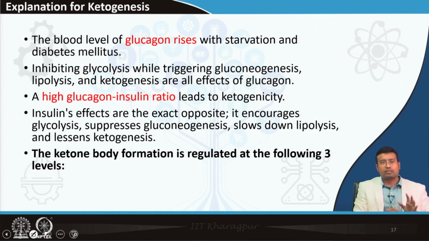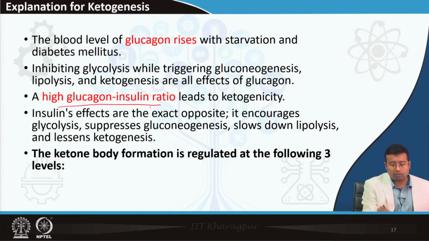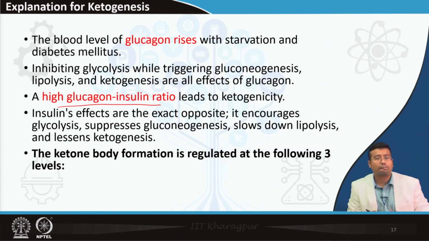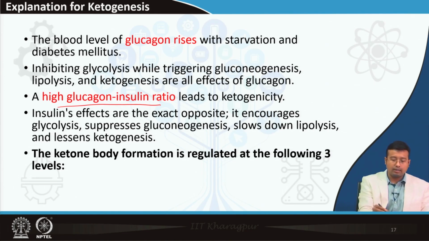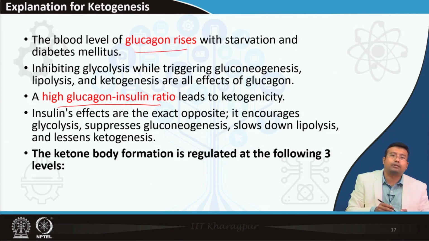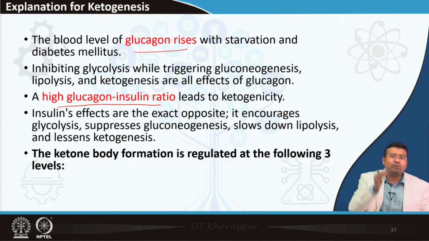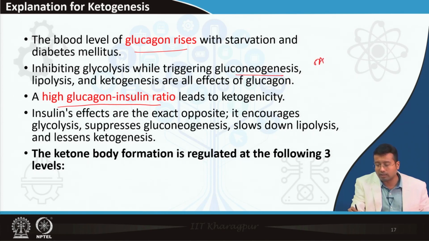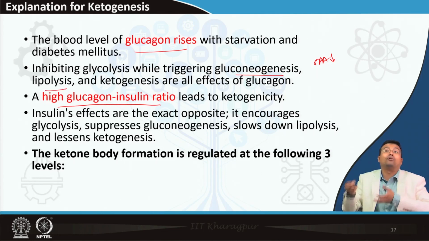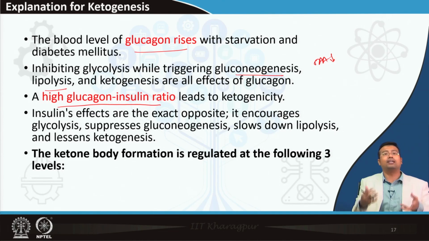So in a nutshell, whenever there is a high glucose to insulin ratio, that leads to ketogenesis, and ultimately the level of glucagon rises with starvation and diabetes mellitus, that we already know. What excess glucagon and low insulin will do is help in triggering gluconeogenesis. When there is excess gluconeogenesis, oxaloacetate is hampered, so the TCA cycle is jeopardized, and when there is excess lipolysis, more and more acetyl CoA will be generated. That leads to a scenario where we have no TCA cycle but more and more acetyl CoA, and ultimately there will be production of ketone bodies.